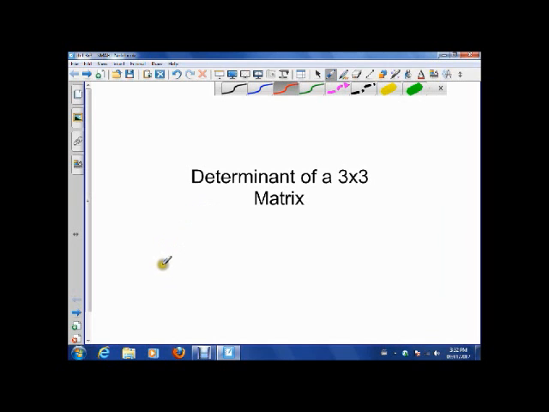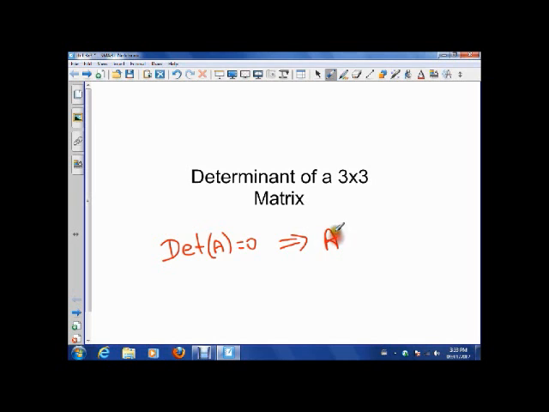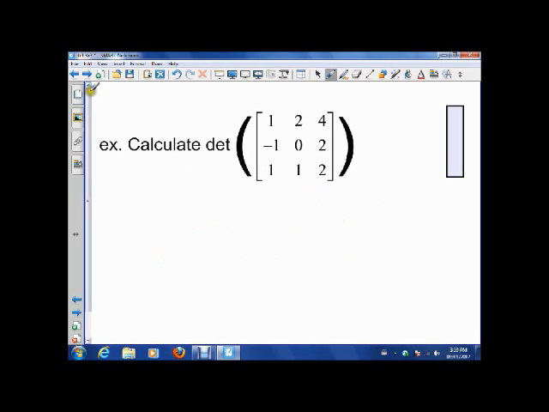It's quite complicated, but determinants are important because remember, if the determinant of A is 0, that then tells us that A inverse does not exist, right? And remember, if A inverse doesn't exist, then we can't solve a related system of equations, okay? So we do want to know how to figure out the determinant of a 3 by 3 matrix, okay?